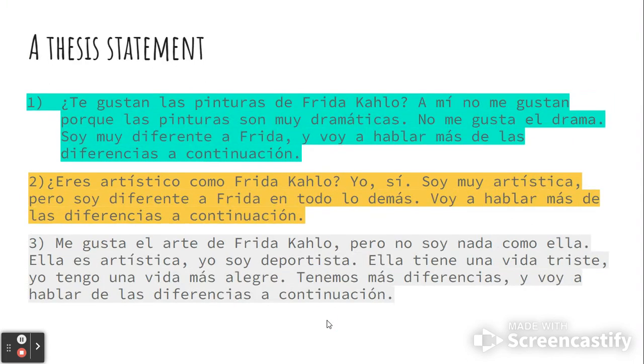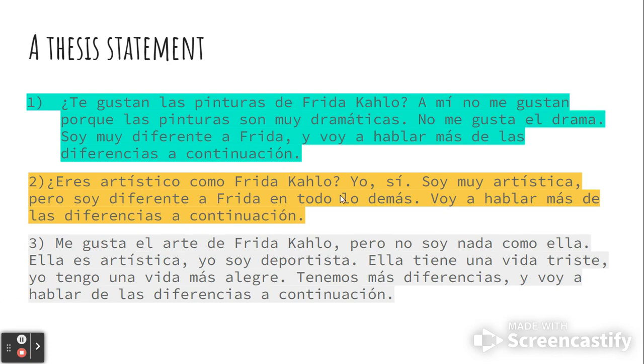And then you need to add your thesis statement. That's going to be like telling the readers what you're going to talk about. So these are just adding on to what we started talking about before. Soy muy diferente a Frida y voy a hablar más de las diferencias a continuación. So I'm very different from Frida, and I'm going to talk. Voy a hablar tells us I'm going to talk. I'm going to talk more about these differences below or to follow.